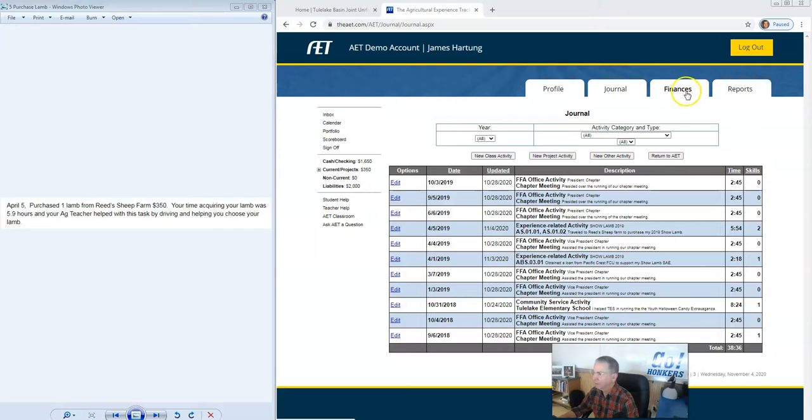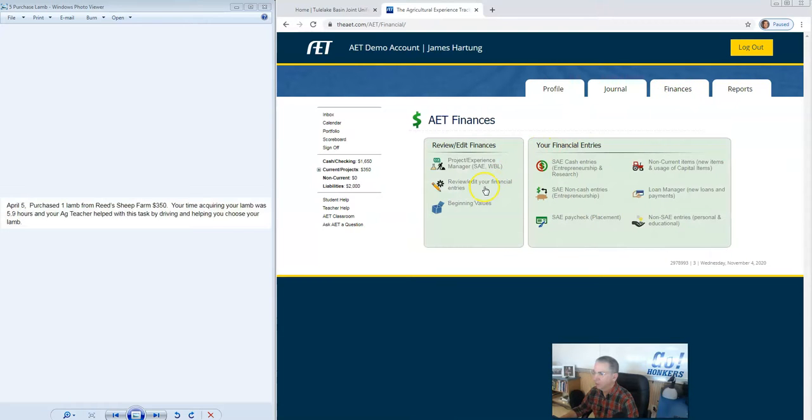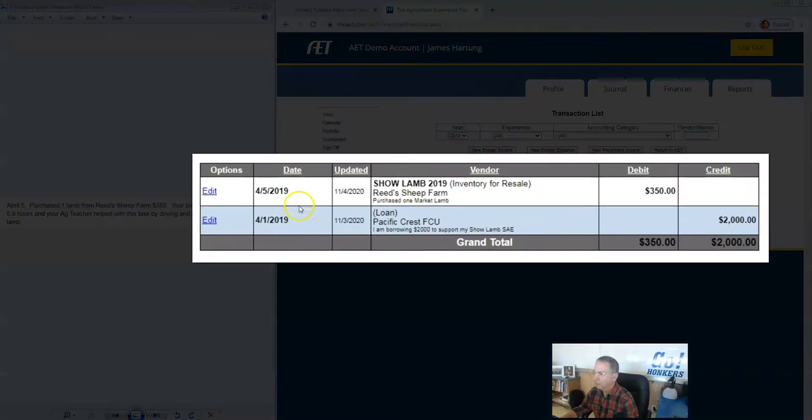The last step is to go back to finances, review, edit your financial entries. We should now have two: the loan that we obtained back in Lesson 6, and now we have here for April 5th the show lamb, inventory for resale, Reed's Sheep Farm, $350. So we should have a total debit entry of $350, and then on the right side our credit entry is $2,000.